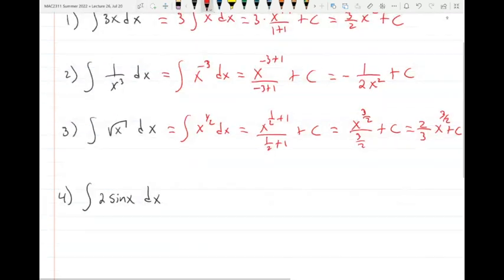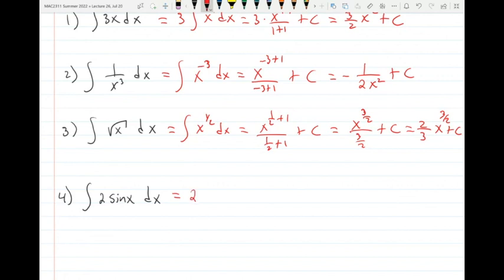Okay. Now, how about this one? Let's do this one in one shot. This is 2 times sine. So again, constant multiple, so the 2 stays there, right? Now we just need to find the antiderivative of sine. What's an antiderivative of sine? Negative cosine. Okay, so the answer here is negative 2 cosine of x.